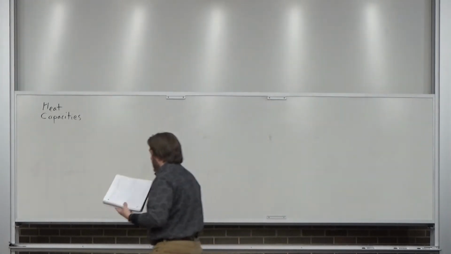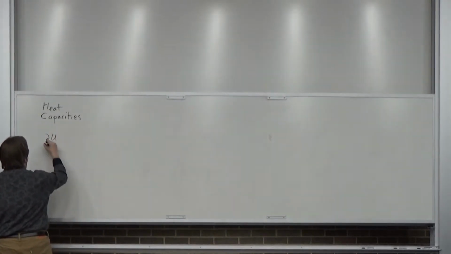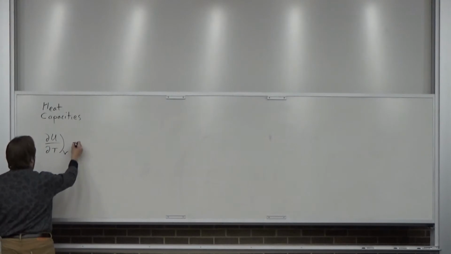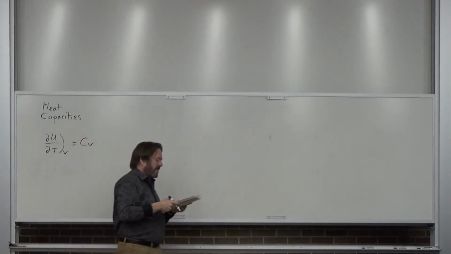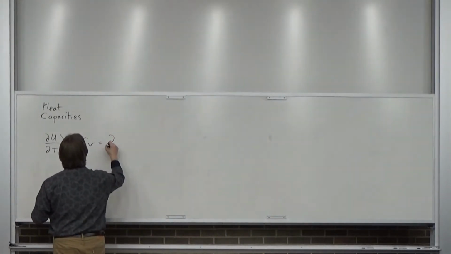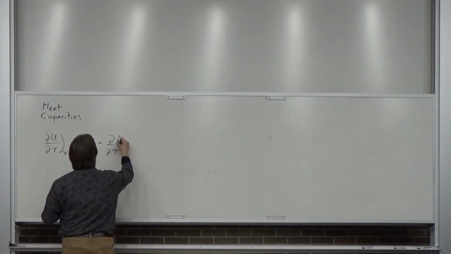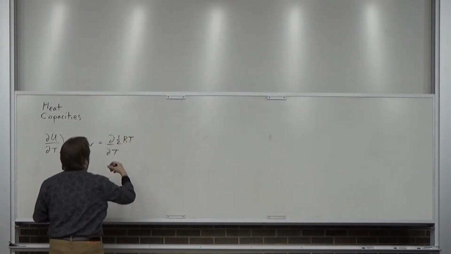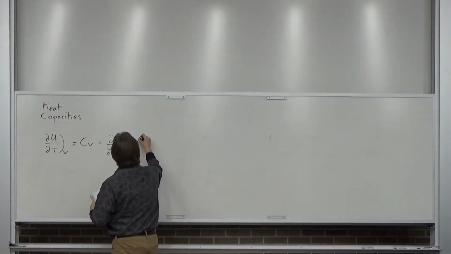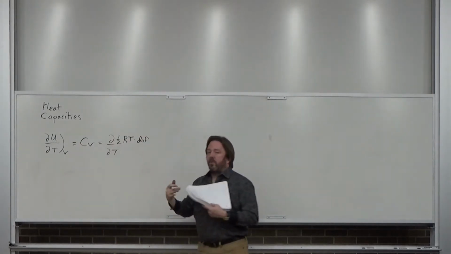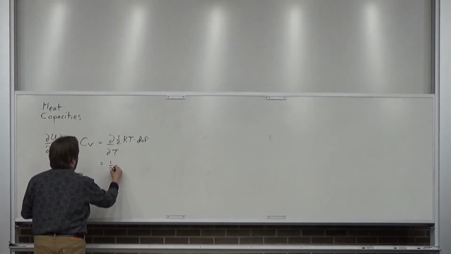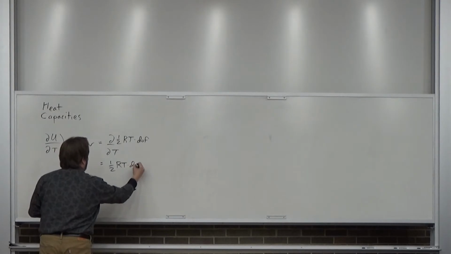And I hope you remember this one. You did just have this class. The change in internal energy with respect to temperature at constant volume is of course the heat capacity at constant volume. Now you know from the equal partition theorem that I brought up a couple of times that the internal energy is 1/2 RT, let's use RT instead of kT, times the degrees of freedom, DOF. So, therefore, look how easy it is. It's 1/2 RT times degrees of freedom.